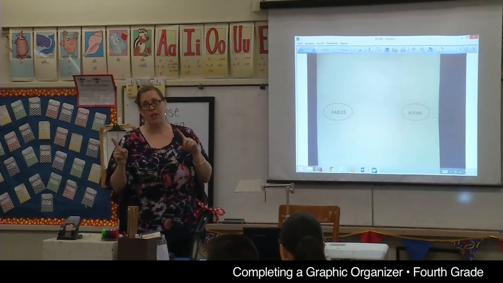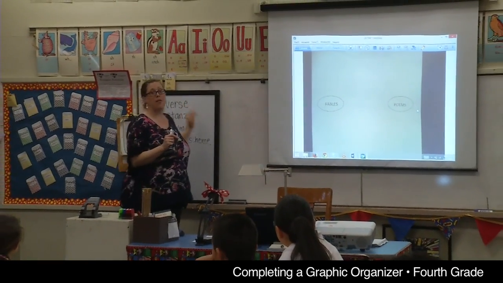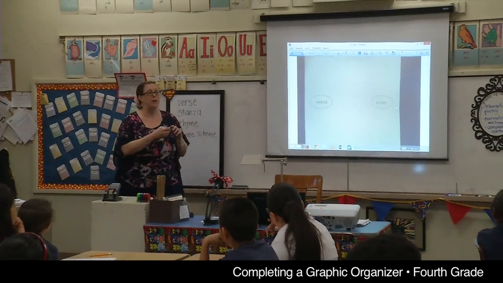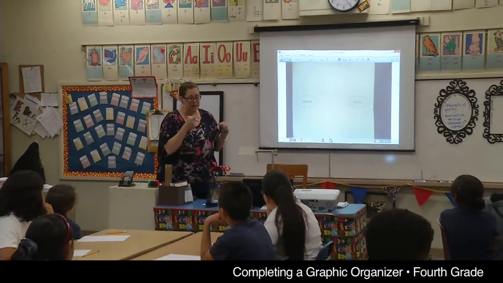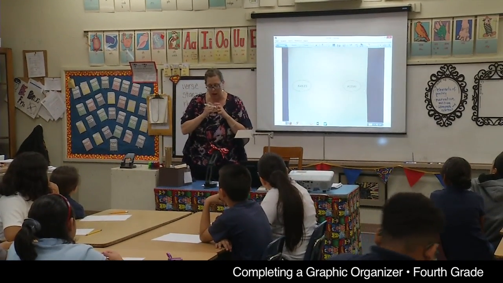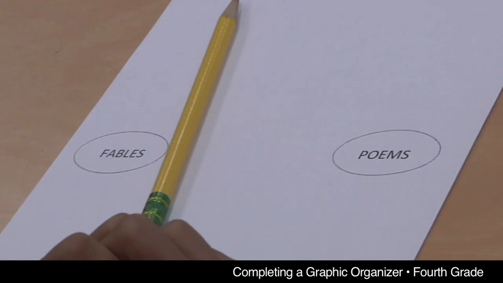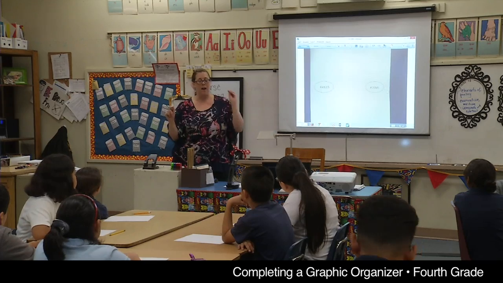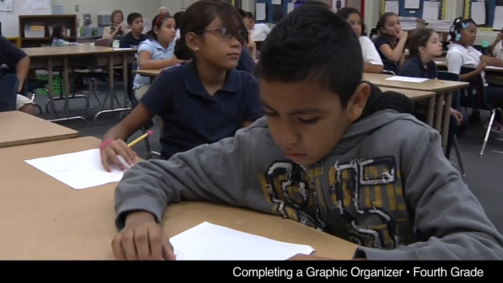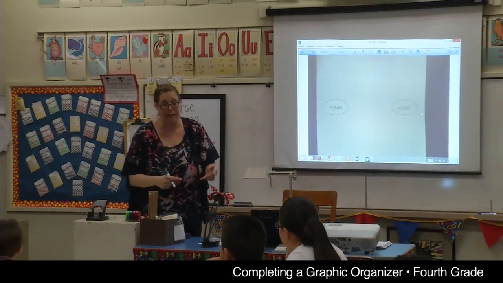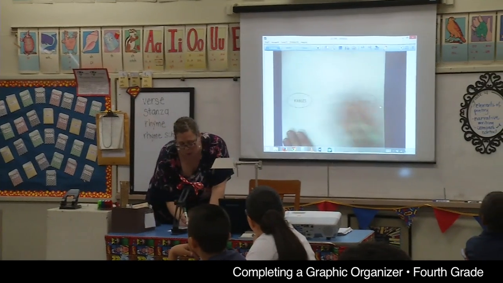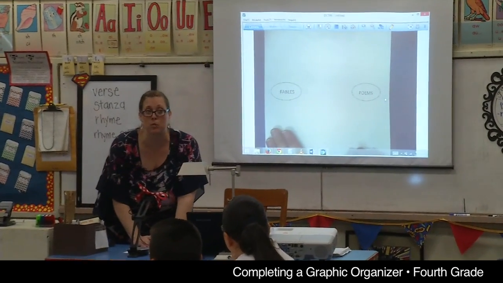Good, so today you're going to get a chance to work with your partner again on parts of these, and I'm expecting you to use our vocabulary, our academic language that we talked about yesterday. So let's take a look at these two items, fables and poems. I want you to think for a second about a way that they are the same. I'm modeling this one. I'm going to put my answer on here right now. Fables and poems, they are both narrative writing.